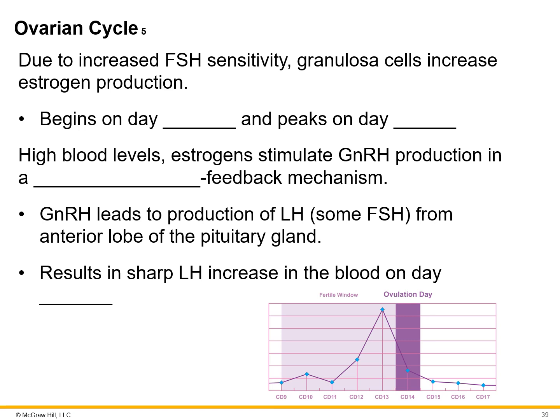Then we're going to have a sharp LH increase in the blood on day 13, which is also just known as a surge of LH, and I would highlight that. That's what you're seeing right here in this picture. This peak right here is going to be that surge of LH that signals that ovulation is coming in the next day or so.